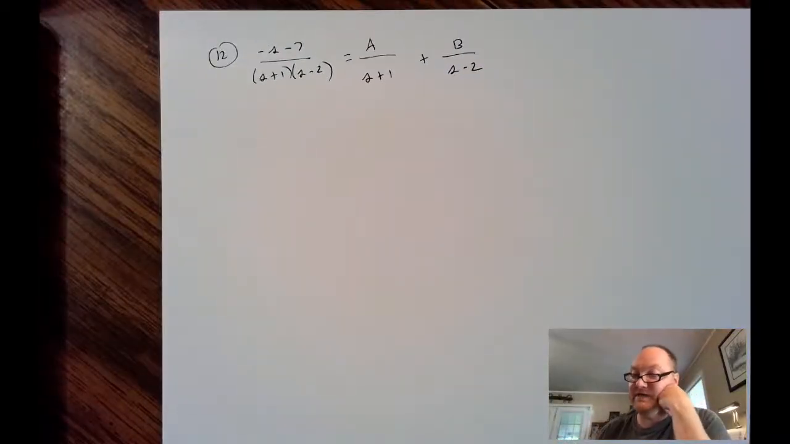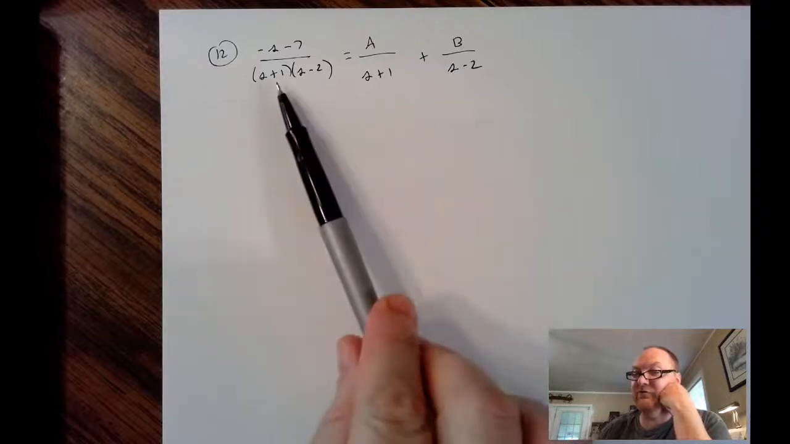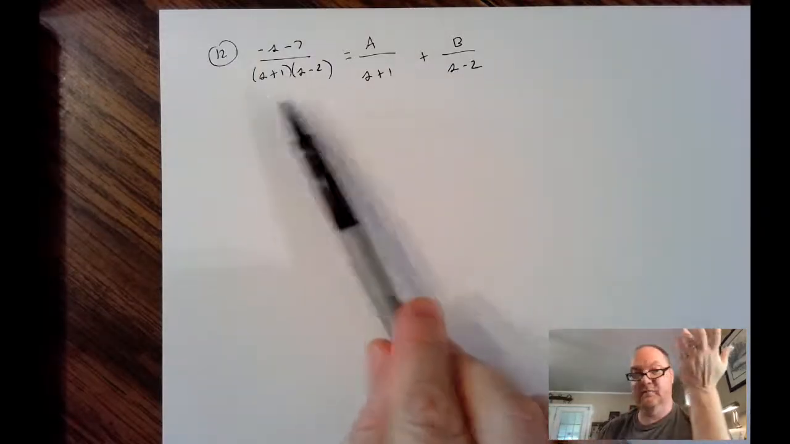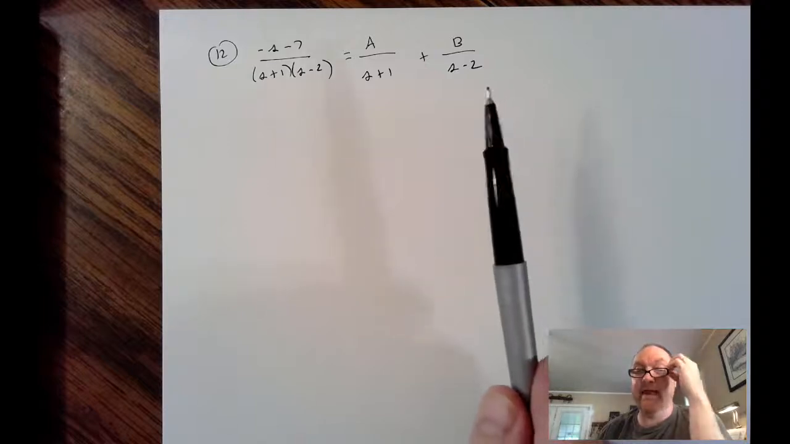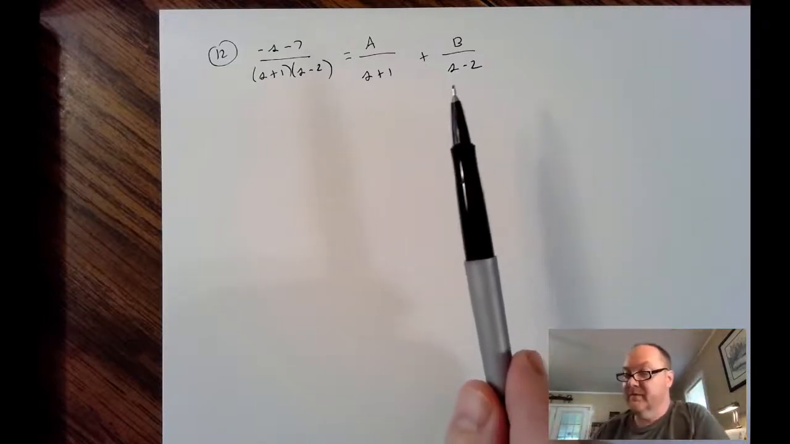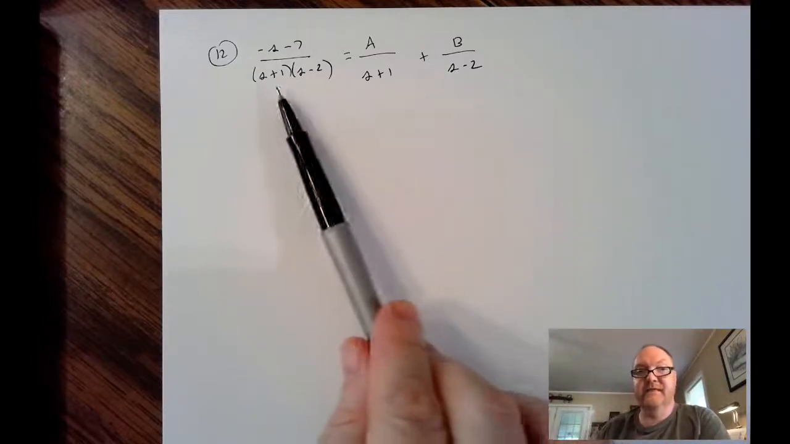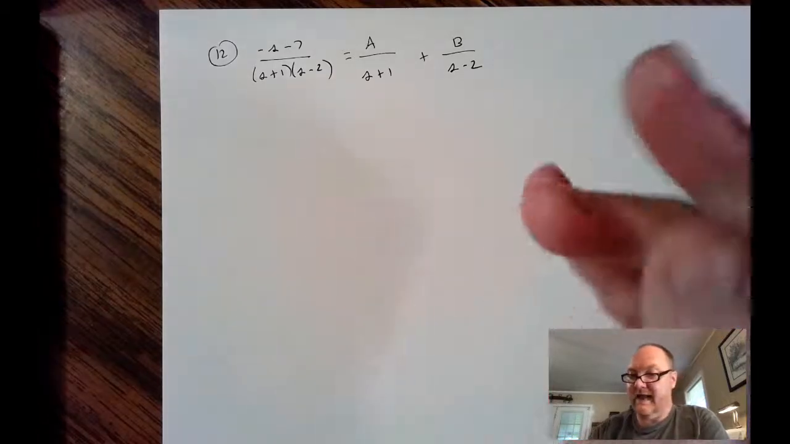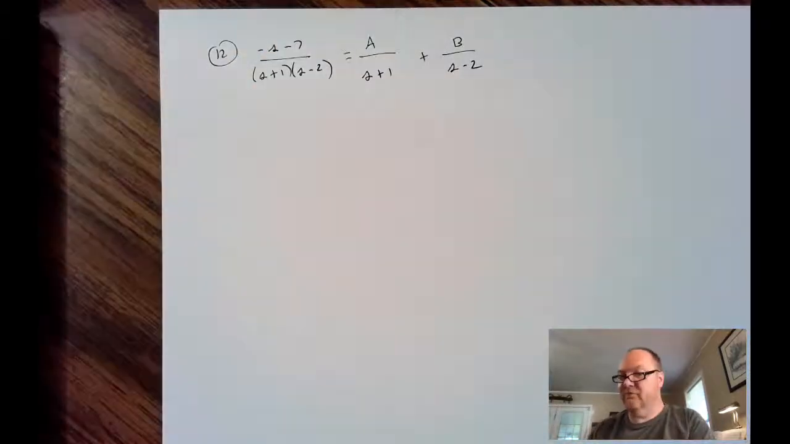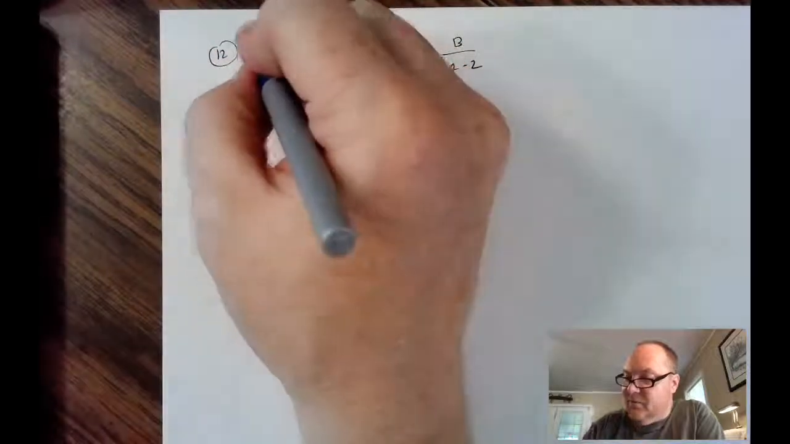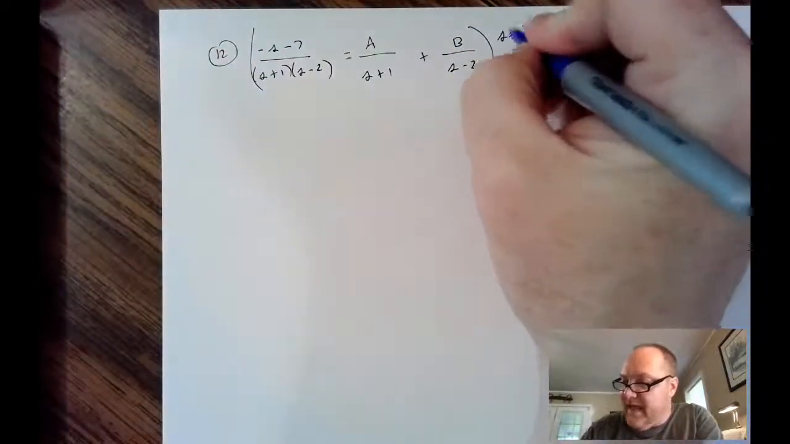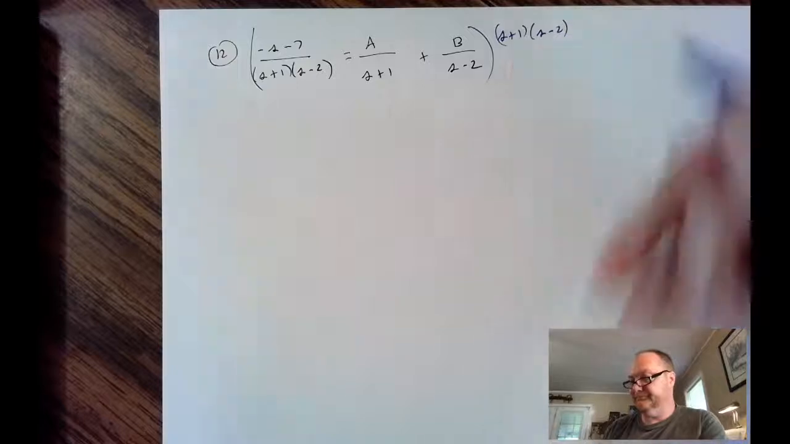I'm not going to test you on a non-factorable quadratic factor. But if we have repeaters, we have talked about in other classes how to handle those. At any rate, I have this, and I want to solve for A and B. I'm not going to do all that arithmetic, I can multiply this entire equation by an s plus 1 and an s minus 2.